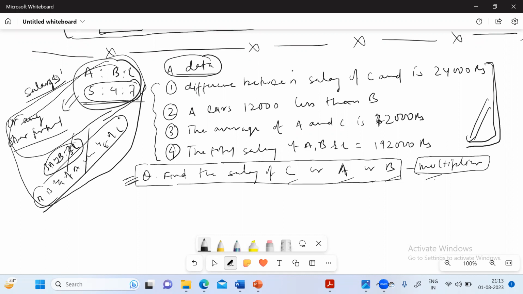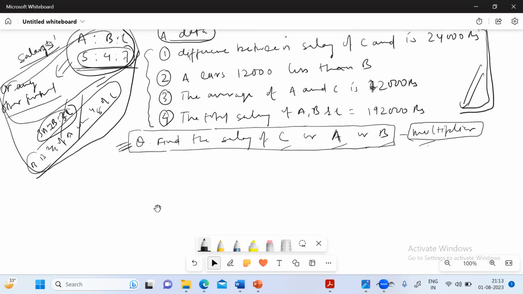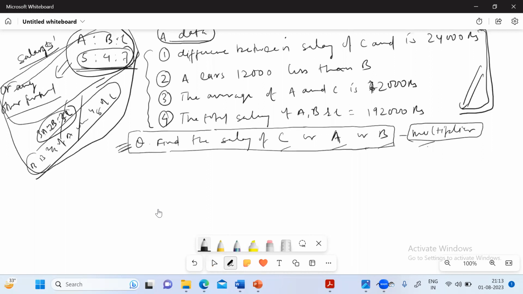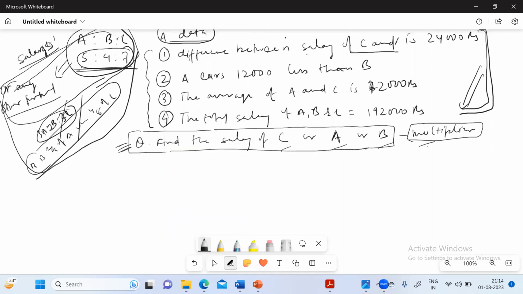So let's go back to the original problem here. The ratio is 5:4:7. Let's take all the data here one by one. Any of these four statements can give you a multiplier. The first statement says the difference between salary of C and A is 24,000.